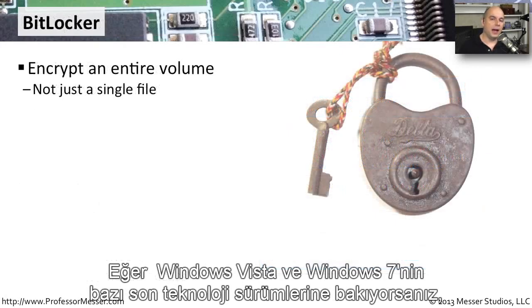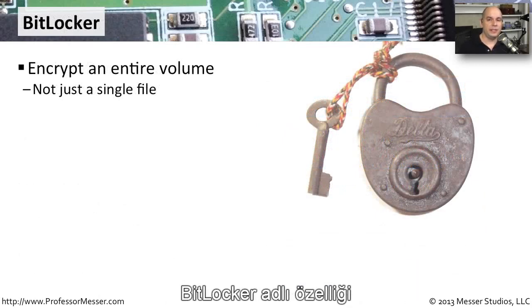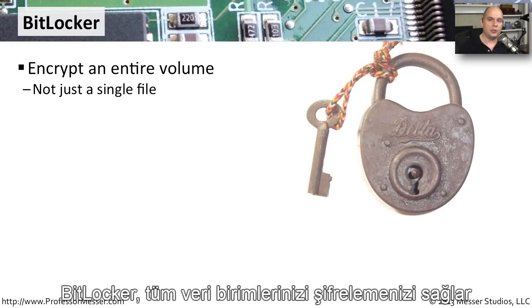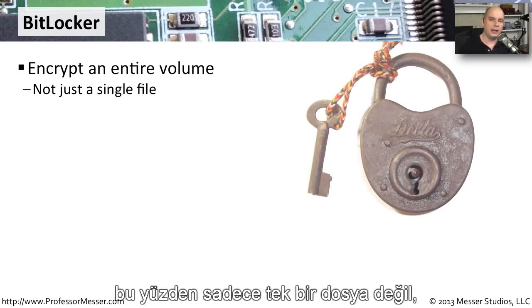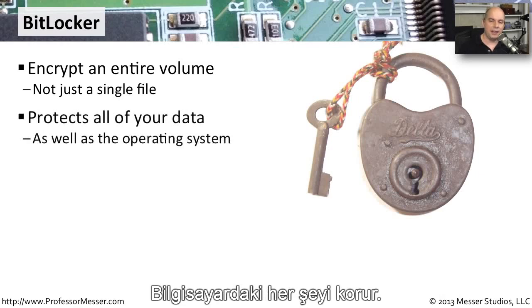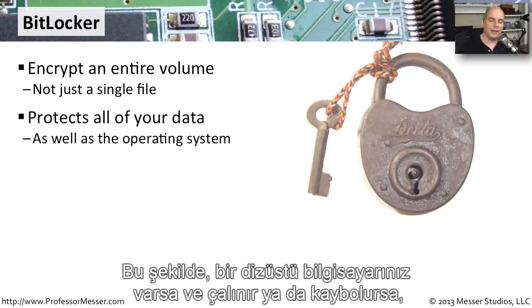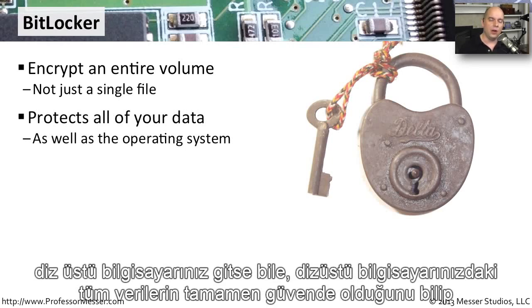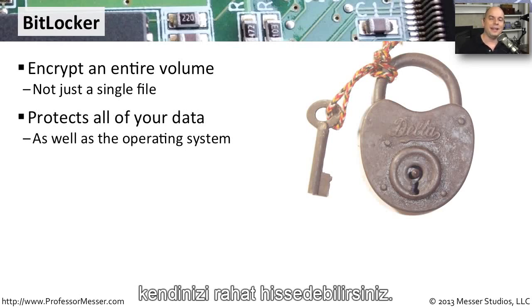If you're looking at some of the higher end versions of Windows Vista and Windows 7, you may see a feature called Bitlocker. Bitlocker allows you to encrypt entire volumes of data so that not just a single file is encrypted, the entire operating system and every single one of your files would be encrypted. It protects everything on the computer. That way, if you have a laptop and it's stolen or lost, you can feel comfortable knowing that although the laptop is gone, the data that was on the laptop is completely safe.